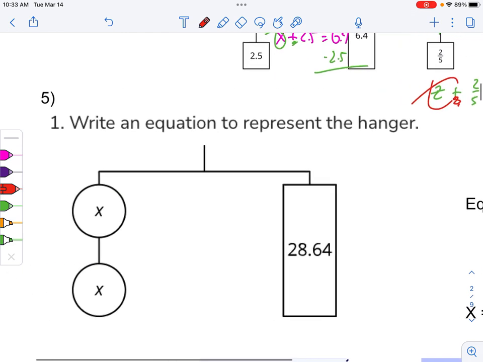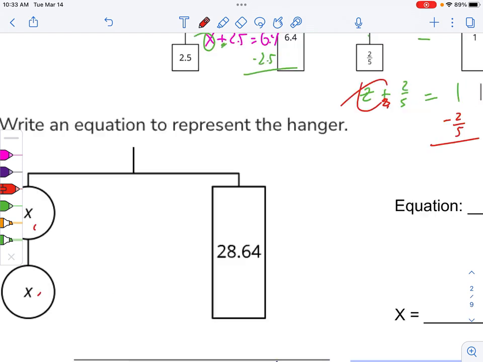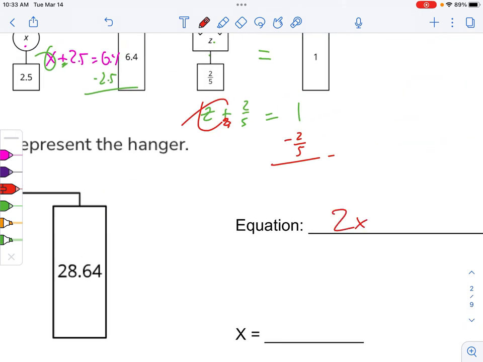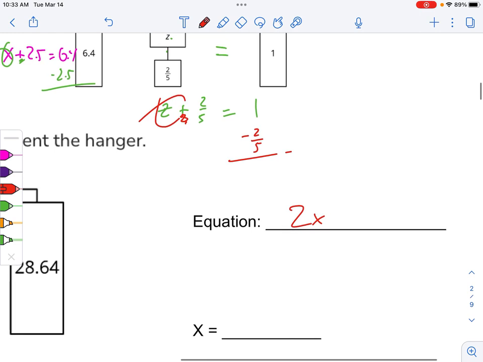Yes, let's move along here. What do I got here? Write an equation to represent the hanger. I feel like we kind of just did this one. So I have 2 x's. So my equation is 2x. And the hanger is equal to the other side, 28.64.